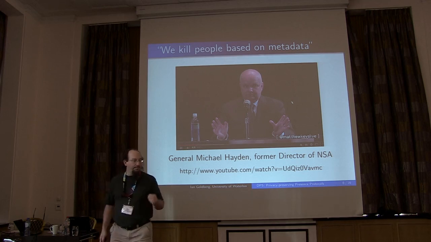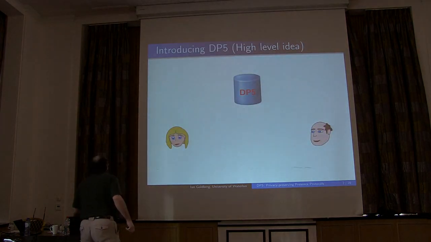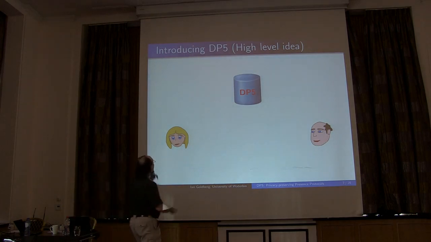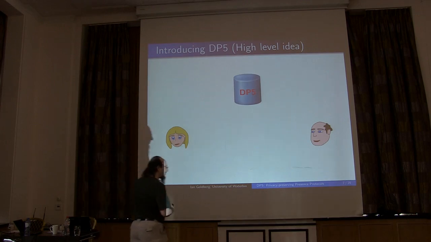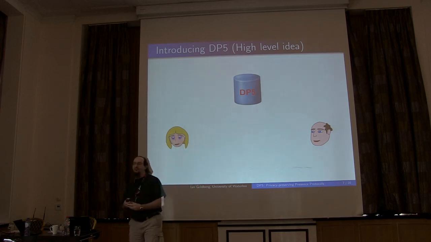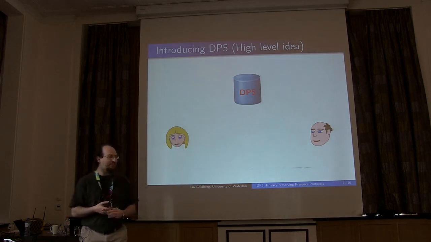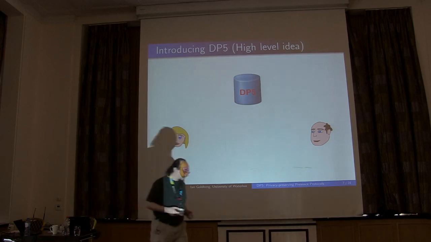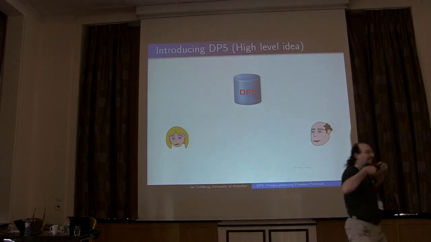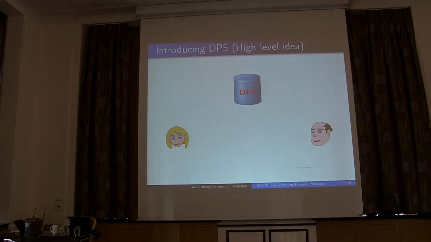So let me introduce our system. Our system is called DP5. DP5 stands for the Dogstool Privacy Preserving Presence Protocol P. The extra P is for extra privacy. So DP5 is our system to allow Alice to learn which of her friends are online without revealing to any server who her friends are.